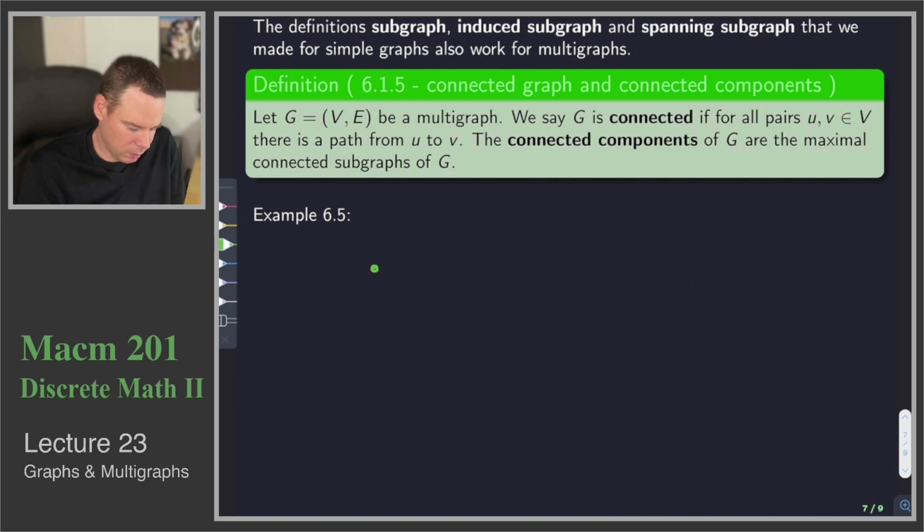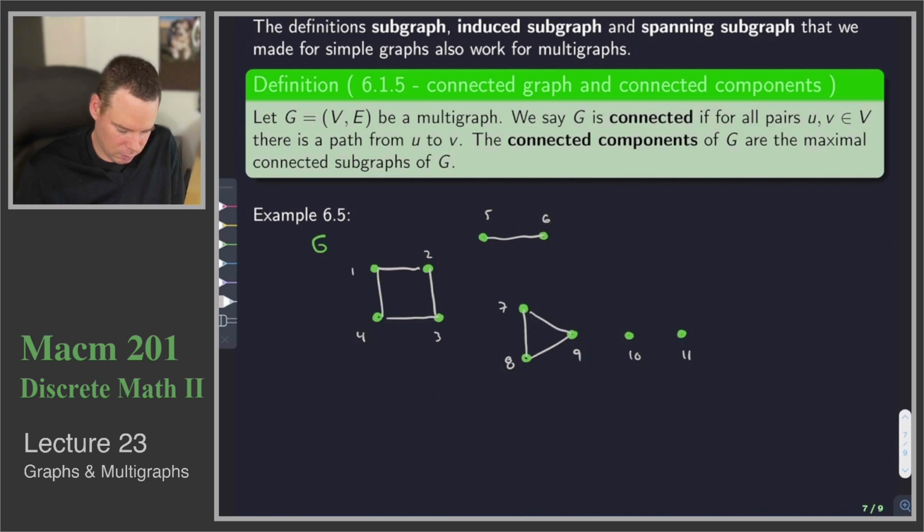So let's have a look at an example. I'm going to draw a graph here. This is going to be our graph G. It's going to look like this. And those are all our vertices, and I can label them as well. So we've got vertex 1, 2, 3, 4, 5, 6, 7, 8, 9, 10, 11. And then what are our edges? Here are the edges in our graph. They're going to look like this. And so there's our graph.